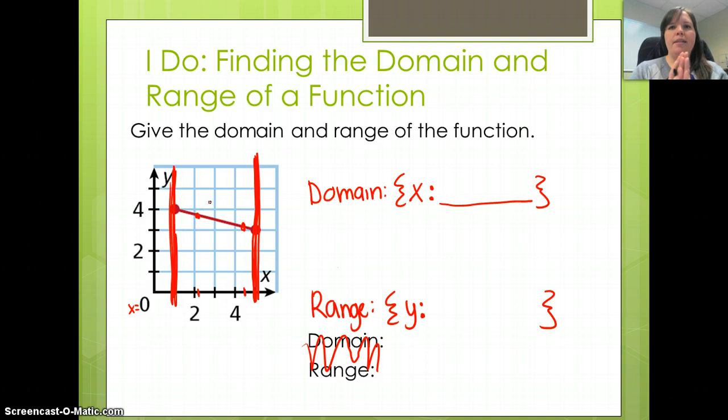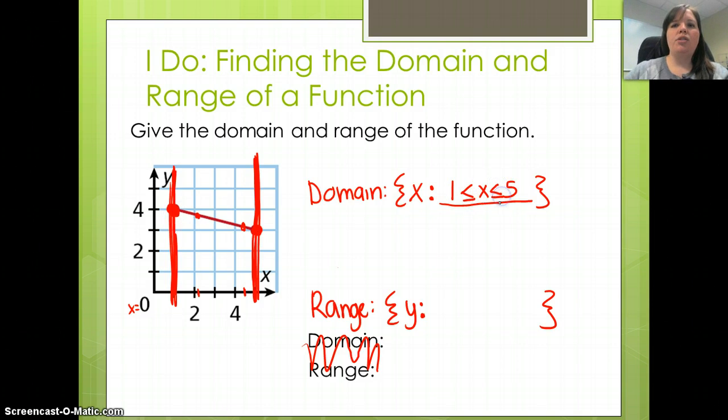The points in my domain would be any possible x value. What possible x values do I have? Well, it looks like I have any number between 1 and 5. So if you remember with our inequalities, how can we show that? Well, because we're saying x is between 1 and 5, this would be a compound inequality. Does it include 1 and does it include 5? Well, if you looked at the original graph, these were filled in circles.